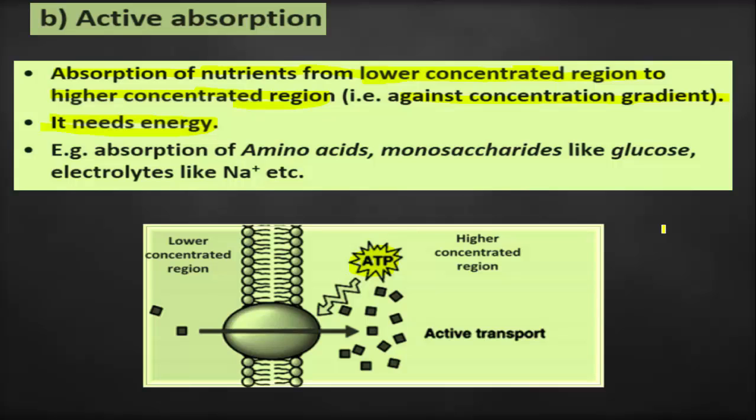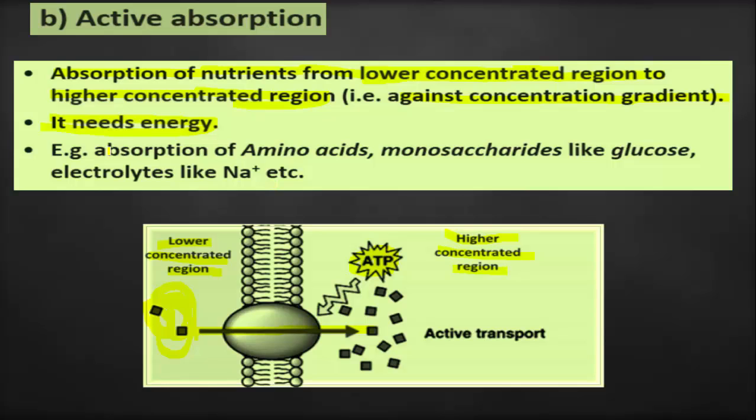Here also the molecules are moving from a lower concentrated region to a higher concentrated region. So first of all, their concentration is very less. In that situation, they are moving towards the higher concentrated region, and this requires additional pull or additional support, and that is supplied in the form of ATP.